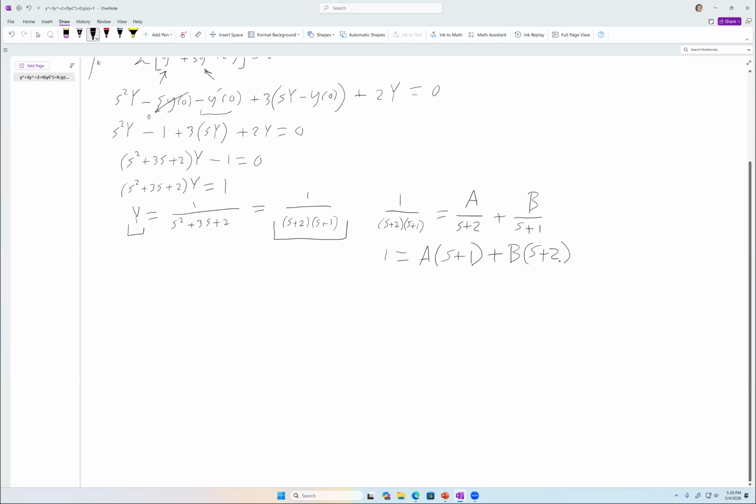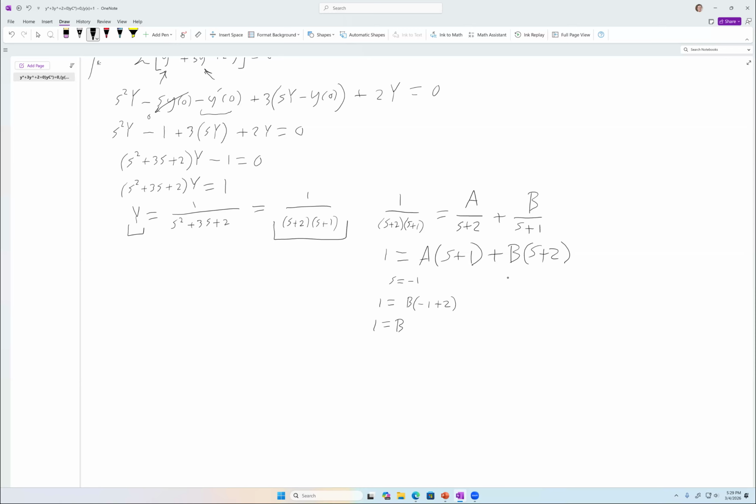Okay. So in this case, I'm just going to do s is equal to minus 1. And so then we're going to get 1 equals b times (minus 1 plus 2). And that means we're going to get just 1 equals b, which is really handy. We do not like fractions in partial fraction decomposition.